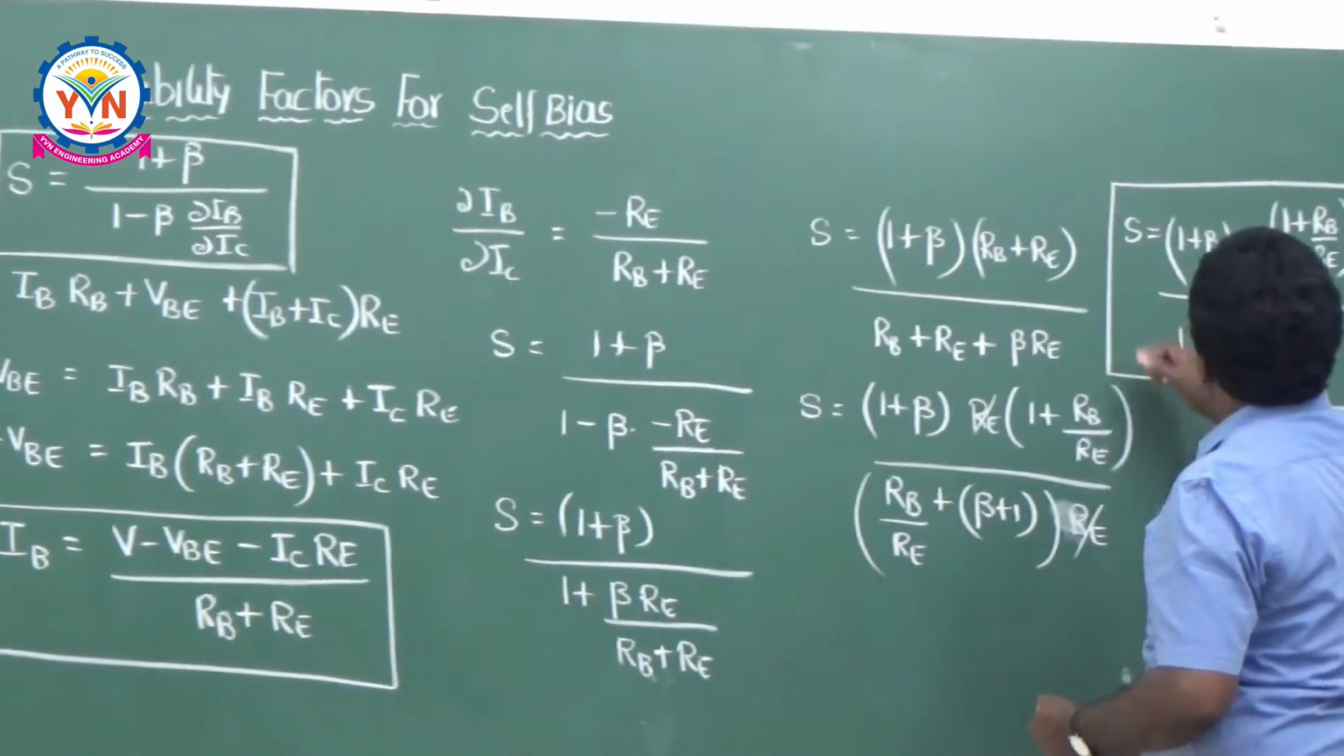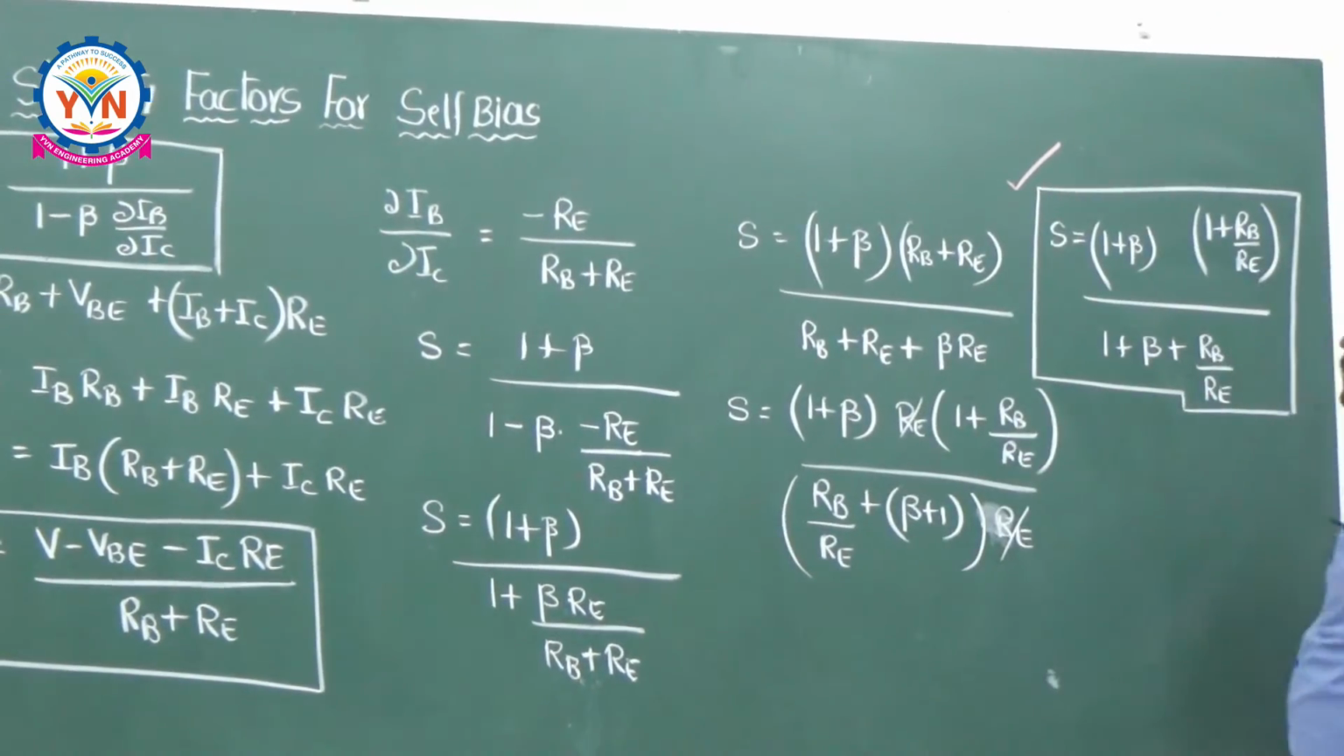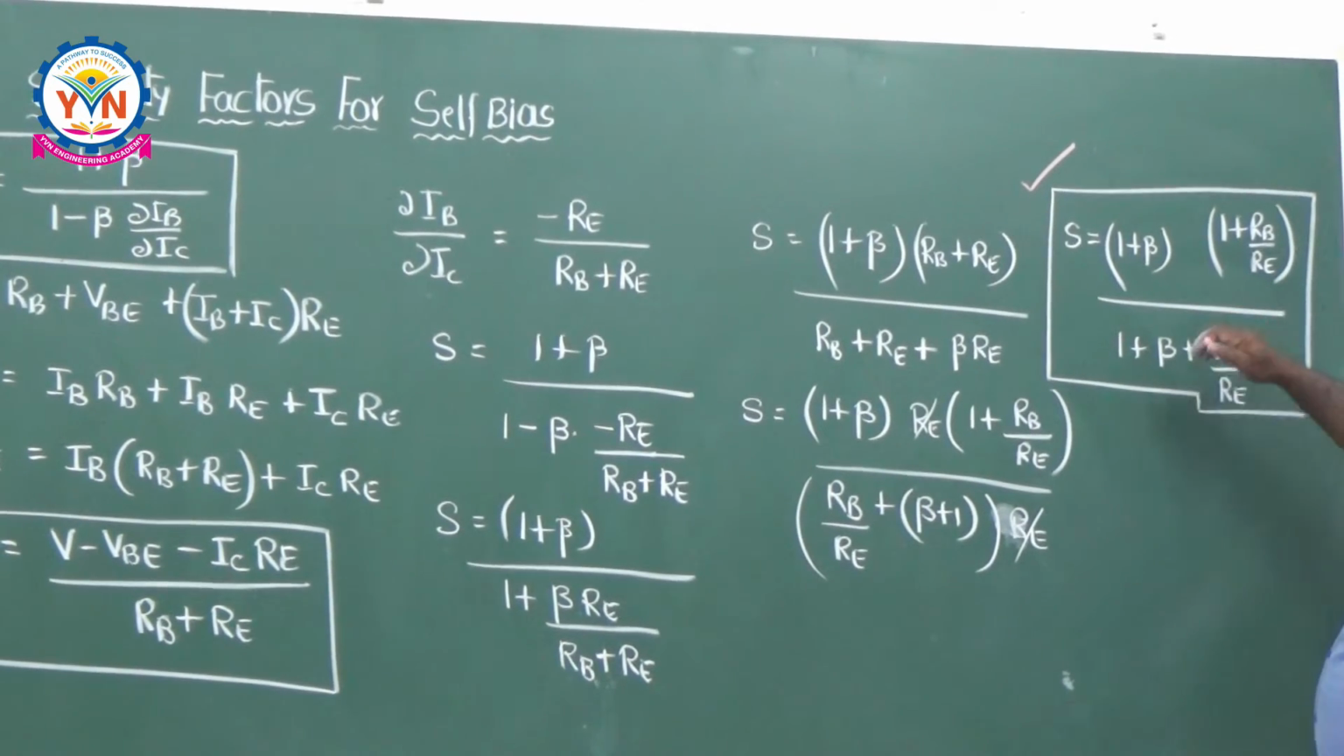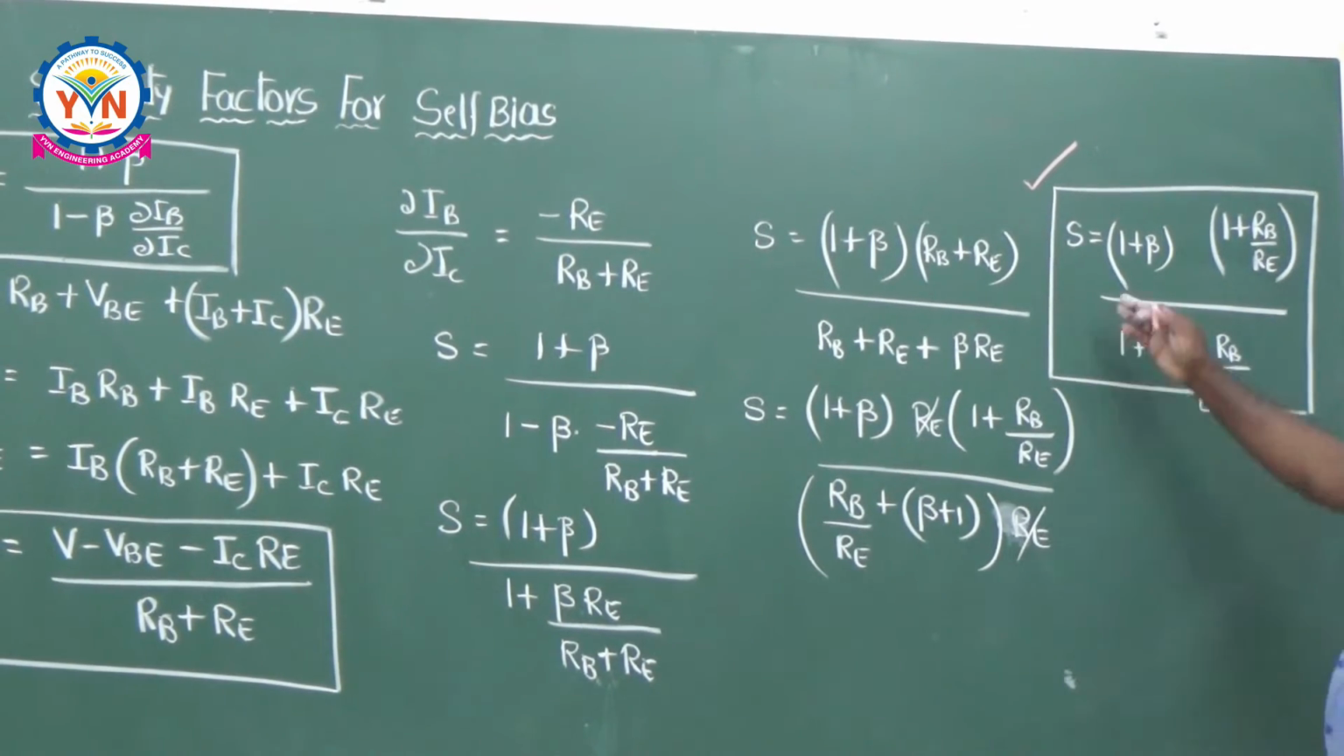This is the stability factor S for your self-bias circuit. Now, I would like to tell you, depending upon the approximations, how it changes.